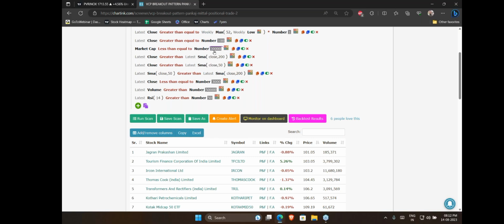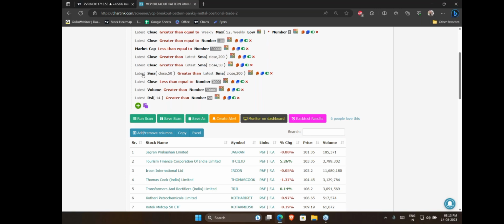Okay, now next thing is latest close should be greater than 200 SMA. As you can see, latest close should be greater than latest SMA 200. Means what? The price should be above the 200 moving average. Next one is latest close should be greater than latest SMA 50, meaning price should be closing greater than simple moving average 50.